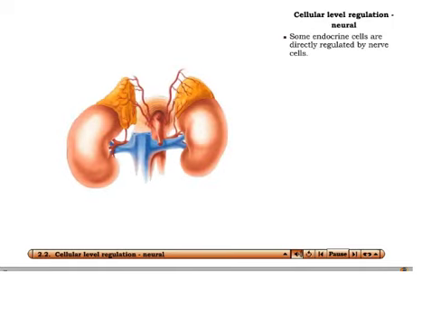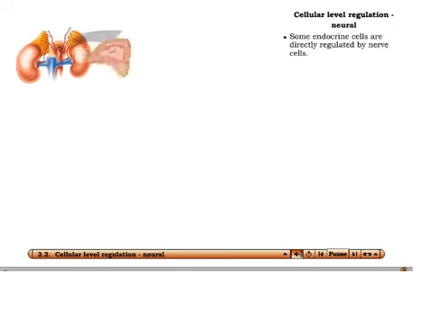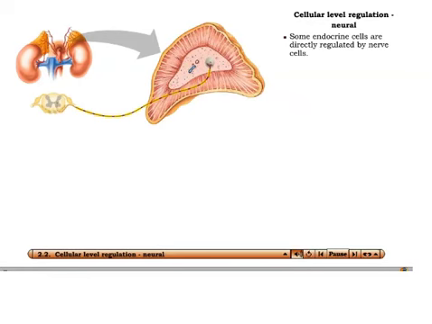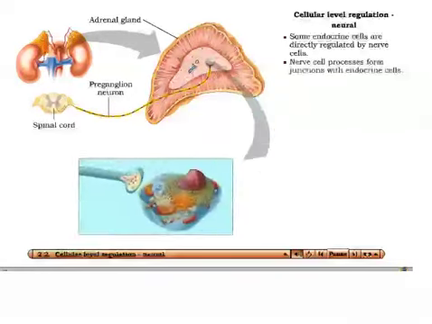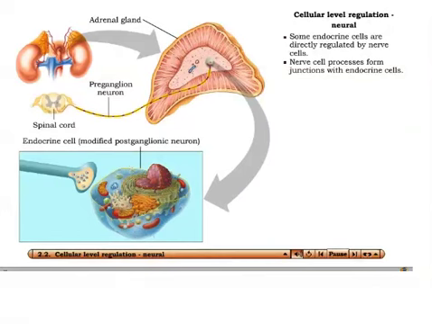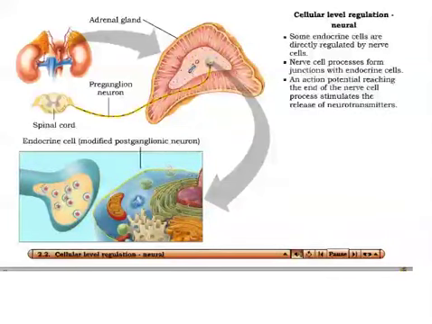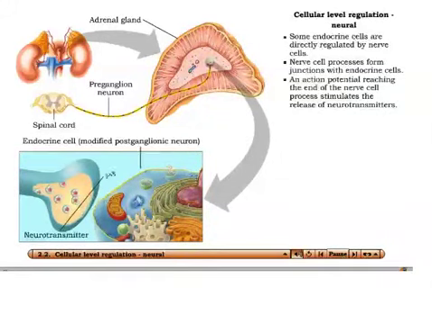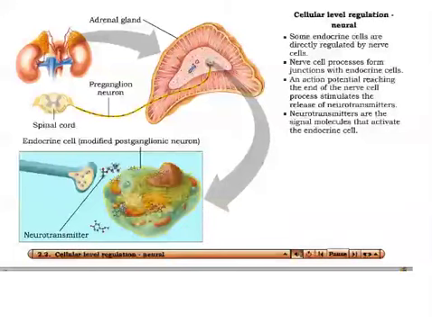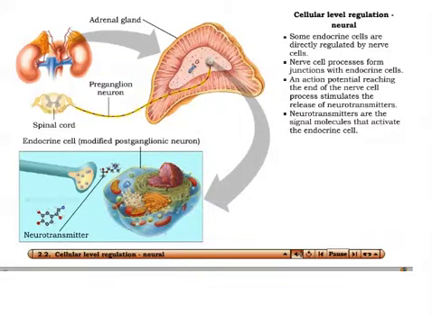Signal molecules from nerve cells directly regulate some endocrine cells, such as those in the adrenal medulla. Nerve cell processes form junctions with endocrine cells. When a nerve impulse reaches the end of the nerve cell process, neurotransmitters are released. These neurotransmitters serve as signal molecules to activate the endocrine cell.